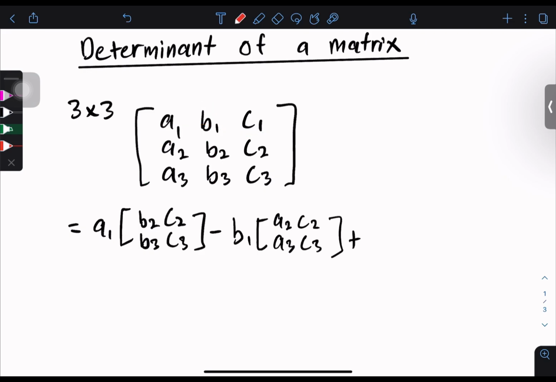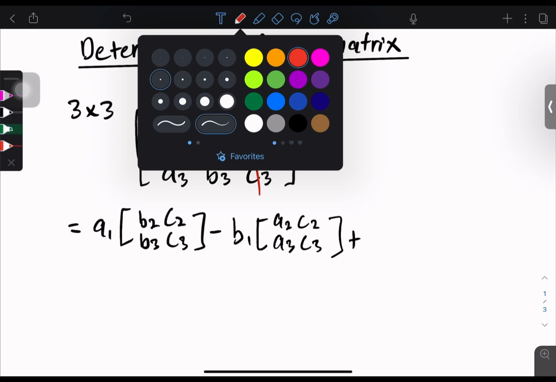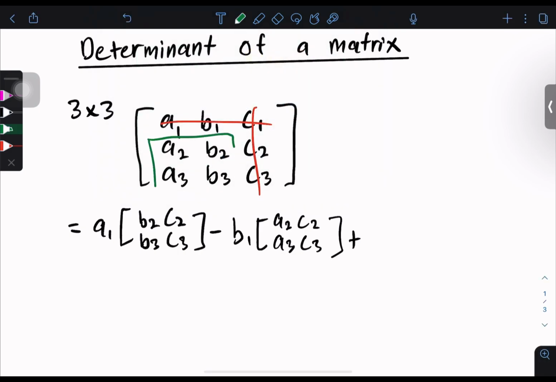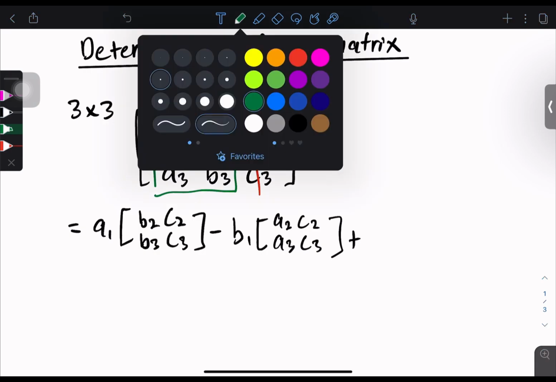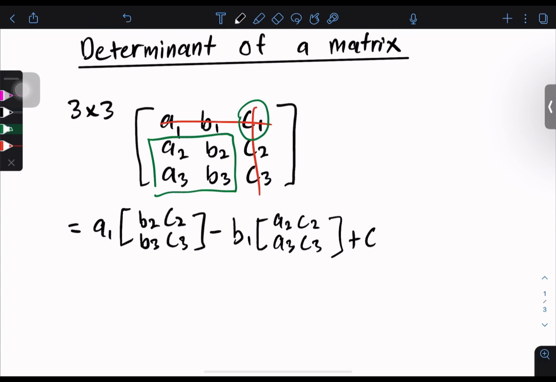plus. For the third step we eliminate the first row and the third column, and we have this 2 by 2 leftover matrix. For the third step we take C1 and write it as C1 times A2 B2 A3 B3.